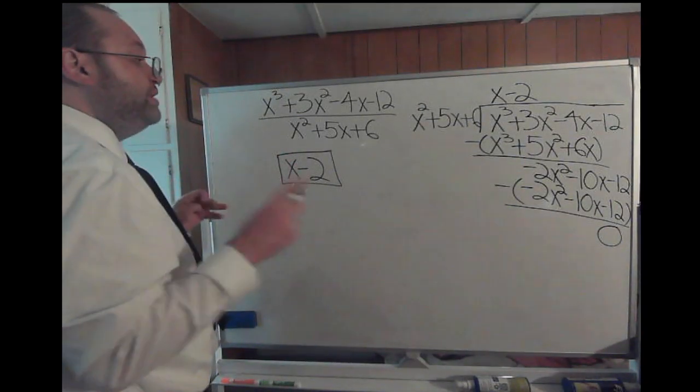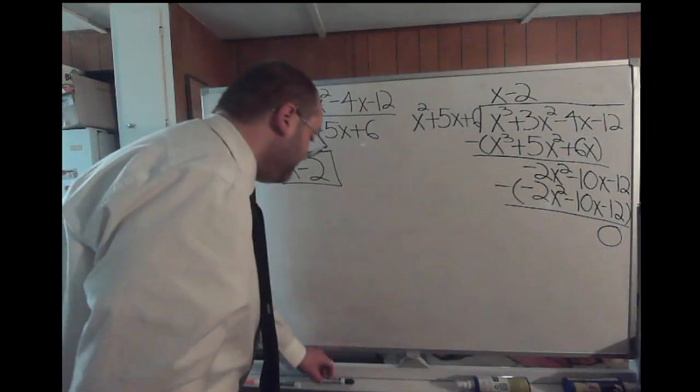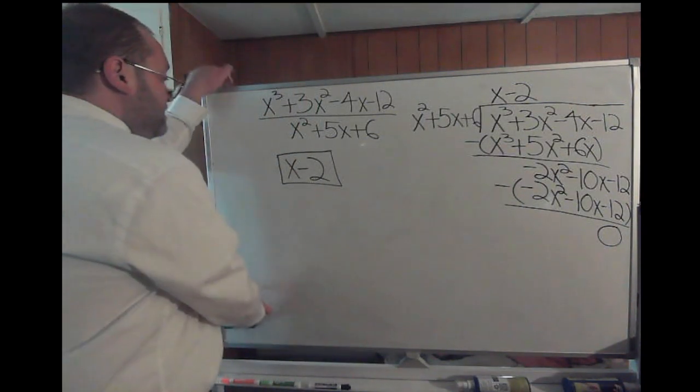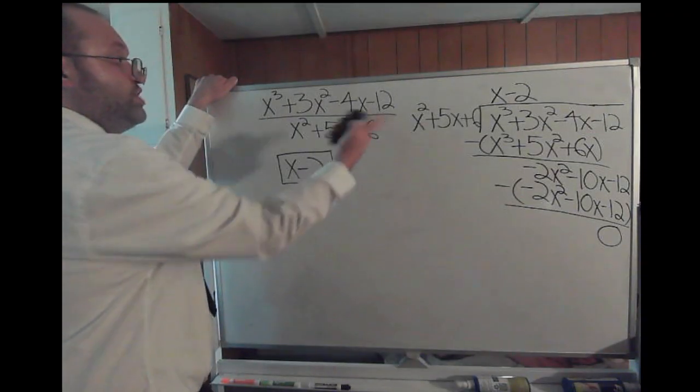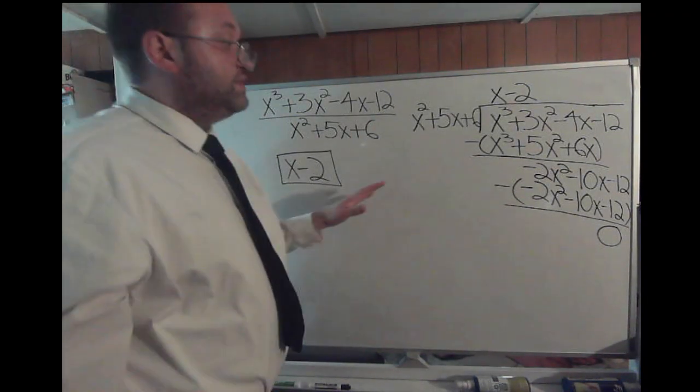And I will bet you that we could factor the x squared plus 5x plus 6 even further, but we're not going to do that today. Just simply want you to get the quotient from polynomial long division. So that's it for this lesson.